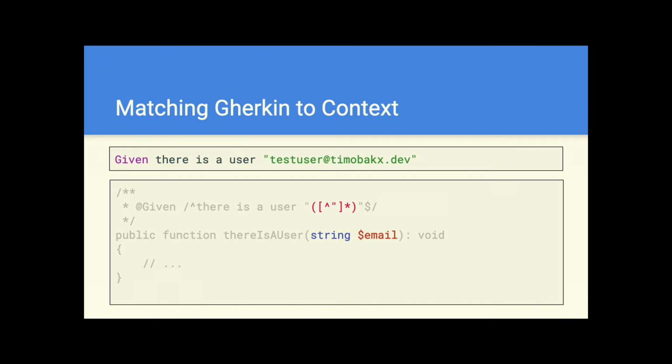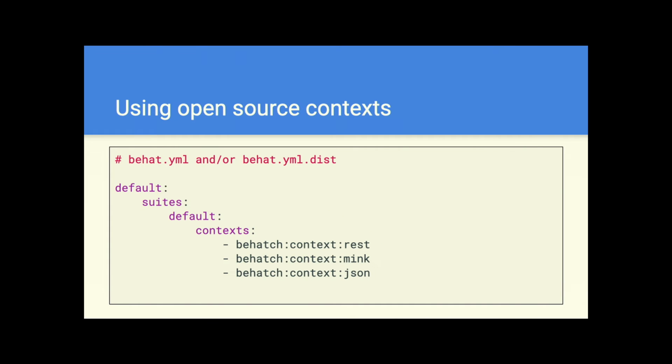You don't have to write all of these contexts yourself. Because of open source, there's a lot of context already available for you, especially for the API part. And the only contexts that we write are the contexts that are for our specific domain. So we have a user context and a task context and whatever else. The open source contexts that we use come from the Behat project, or a forked version of that, and are mainly REST, Mink, and JSON.